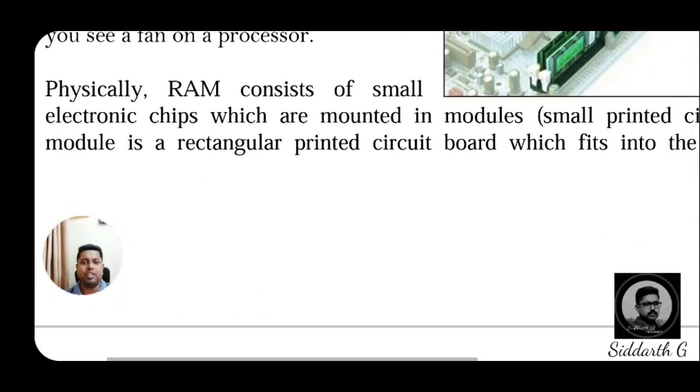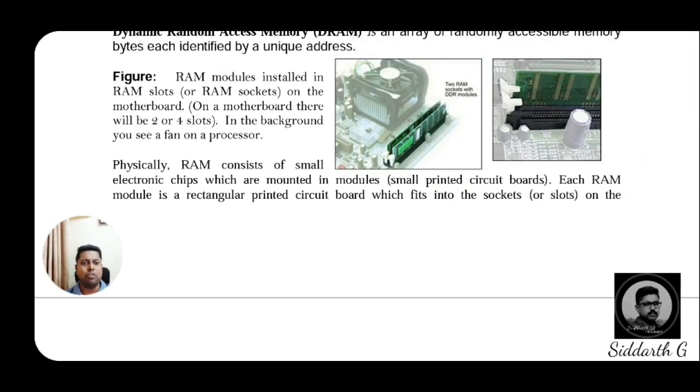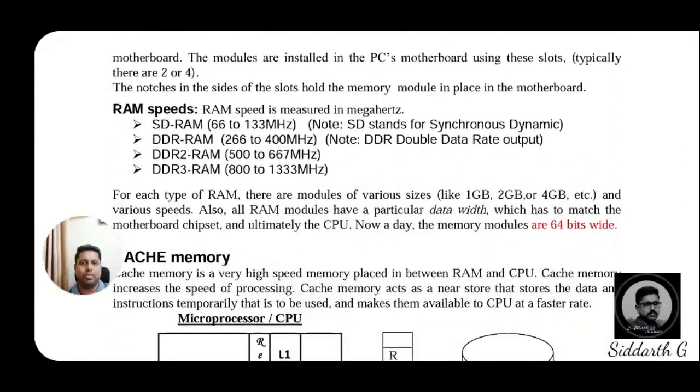Physically, RAM consists of small electronic chips mounted in modules, on small printed circuit boards. If you observe, the board looks green in color. That is RAM. Each RAM module is a rectangular printed circuit board. The physical shape of the RAM is rectangular, which fits into the socket where we place the RAM. So this is about RAM and RAM slots.